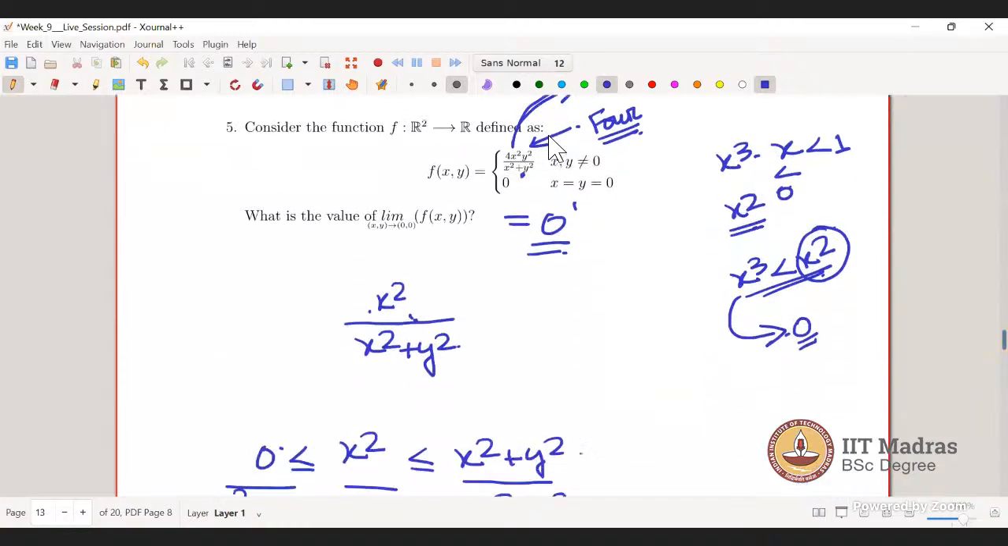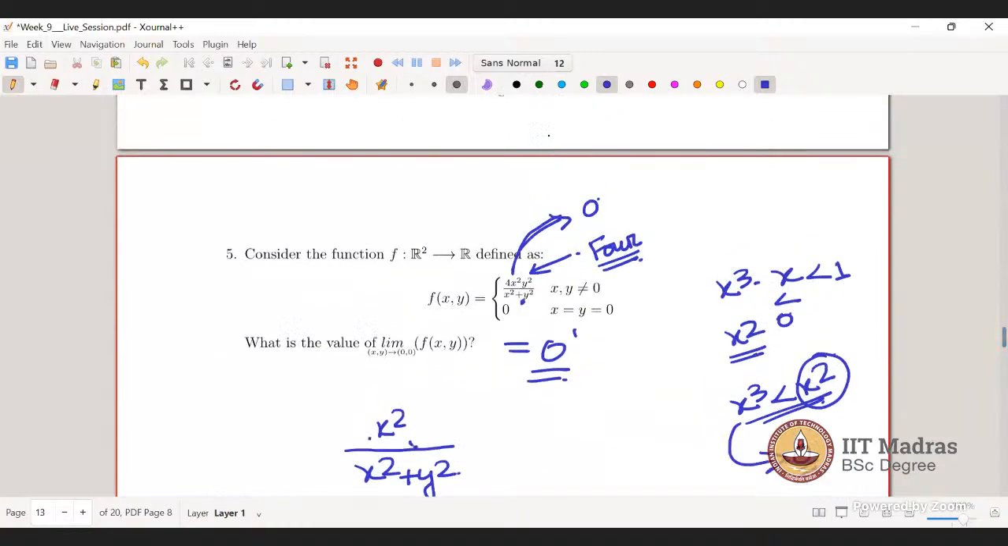See, why actually don't I have to care about this part when I'm talking about the limit? Can one of you tell me? While computing the limit, why don't I have to care about this thing?